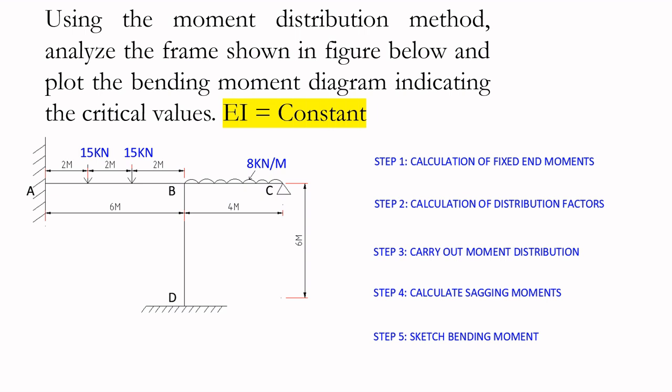The first step is calculation of fixed moments. The next step, step number 2, is calculation of distribution factors. Then step number 3 is to carry out moment distribution. Step number 4, calculation of sagging moments. And step number 5, our final step, will be sketching the bending moment diagrams.